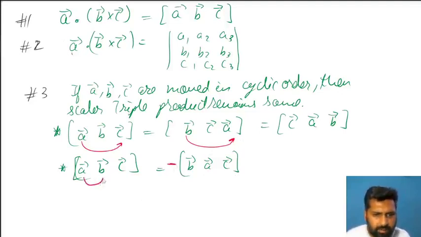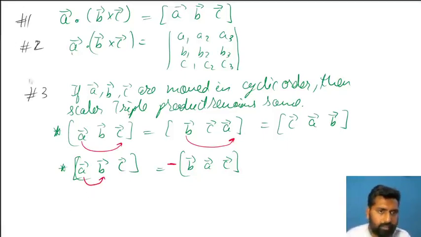See, this time I have not moved in cyclic order. I should have moved A after C, but I have put A between B and C. So in that scenario, this happens. Or you can understand it like this: if I'm writing B, A, C, then I'll write the components of the B vector first, then the A vector. If two rows are changed, again the determinant gets a negative sign.